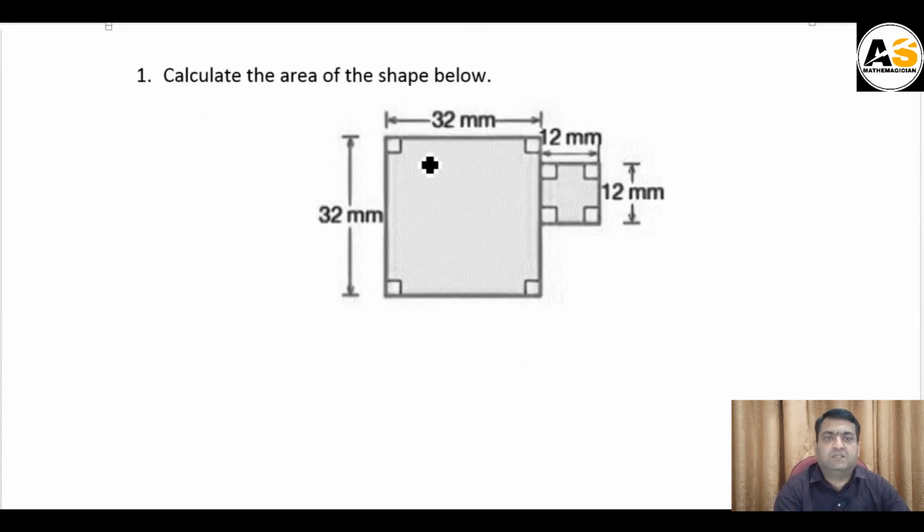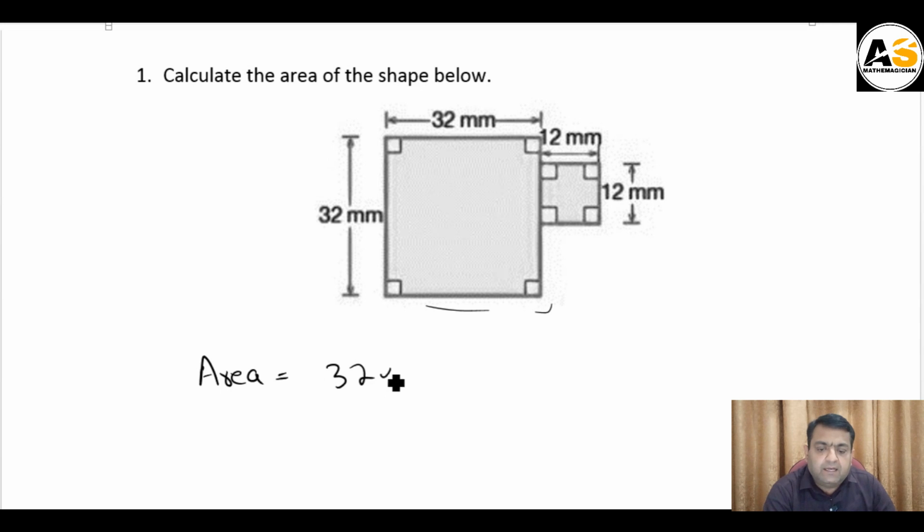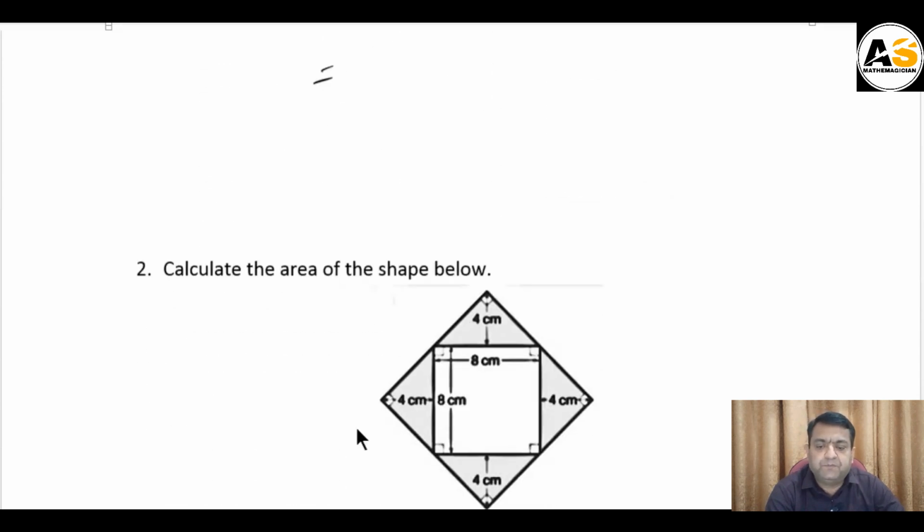Now we will solve some questions to get our concepts cleared. First of all, we have to calculate the area of this shape. You can see this shape consists of two squares, and its total area will be the sum of the areas of these two squares. This is a larger square, so the area of this whole shape will be the area of the larger square plus the area of the smaller square. You will calculate this and add this to get the area.